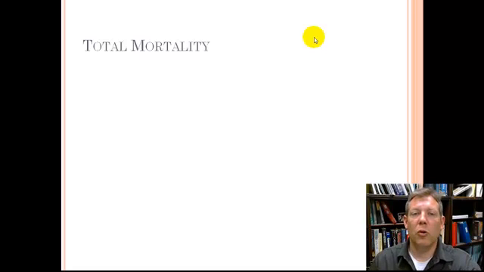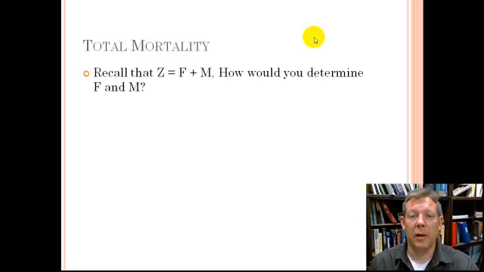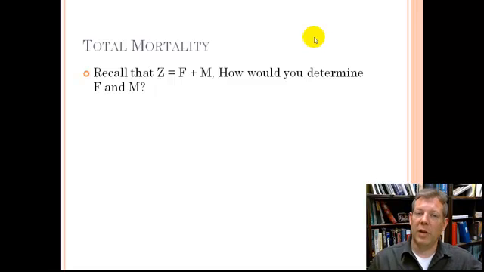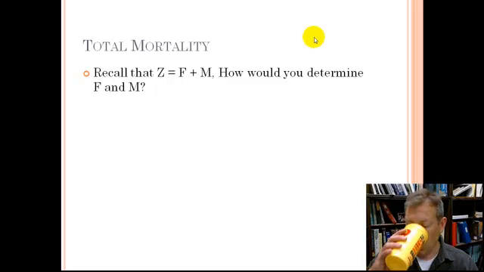Now let's talk about total mortality in a little more detail. Recall that Z equals F plus M. We know how to get Z. We know how to get survival and annual mortality from Z, but what about F and M? How do we get those numbers? How do we break this Z down into its constituent parts?